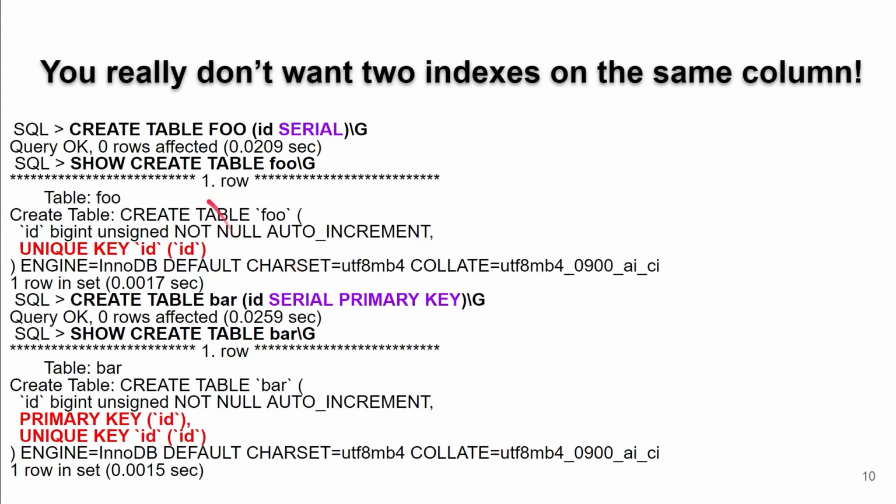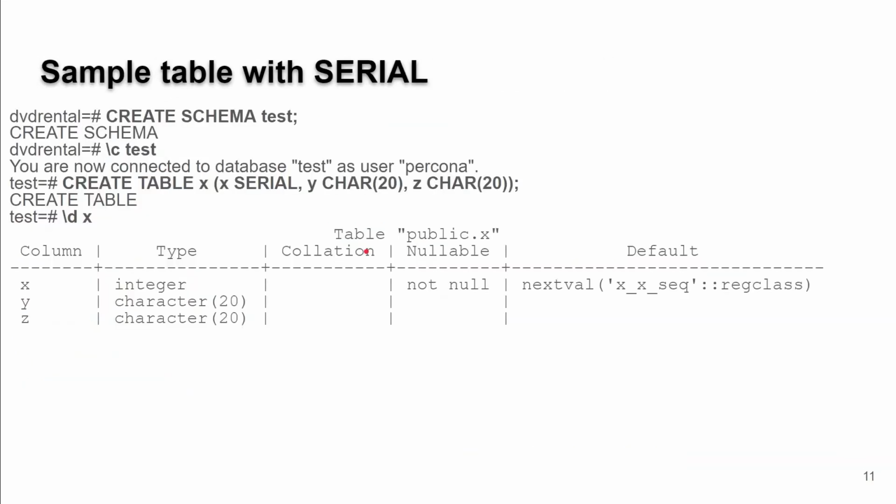And here's an example. Create table foo, ID serial. We do the show create table. You see that we do have unique key ID. And if we set up the same table roughly, but this time add primary key, we end up with 2 indexes on the primary key column. One for the unique key and one for the primary key. That's extra overhead, extra storage, extra maintenance, extra IO, and you don't want that. So if you can, stick to unsigned, not null, auto-increment. Don't add in the unique.